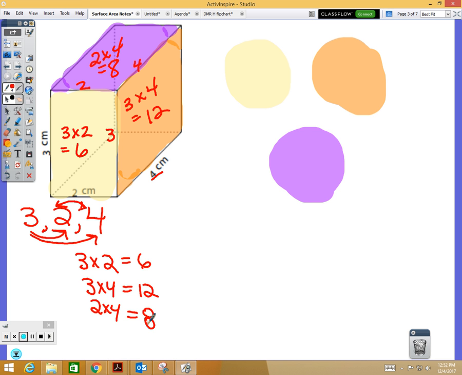So again, the yellow was 6 and 6. The orange was 12 and 12. The purple was 8 and 8. 12 plus 24 plus 16 is 52. Very good.